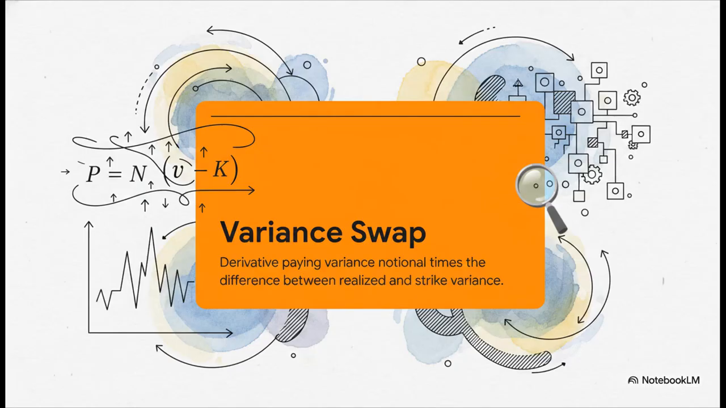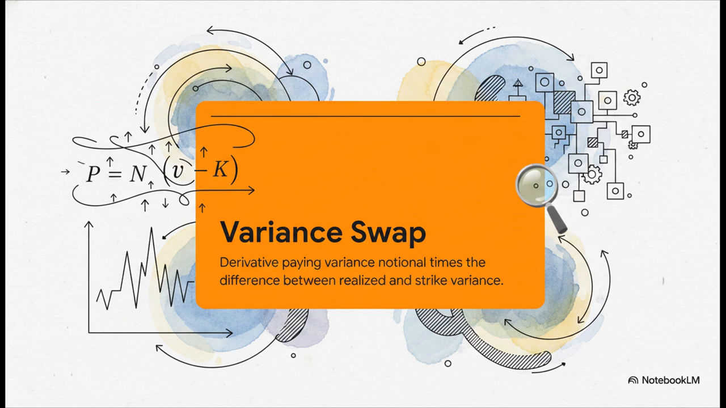And here is the elegant mathematics behind it. The variance swap payoff is simply the variance notional amount, multiplied by the difference between the actual realized variance at maturity and the variance strike price agreed upon at the start of the contract. It's just a pure, frictionless bet on volatility.